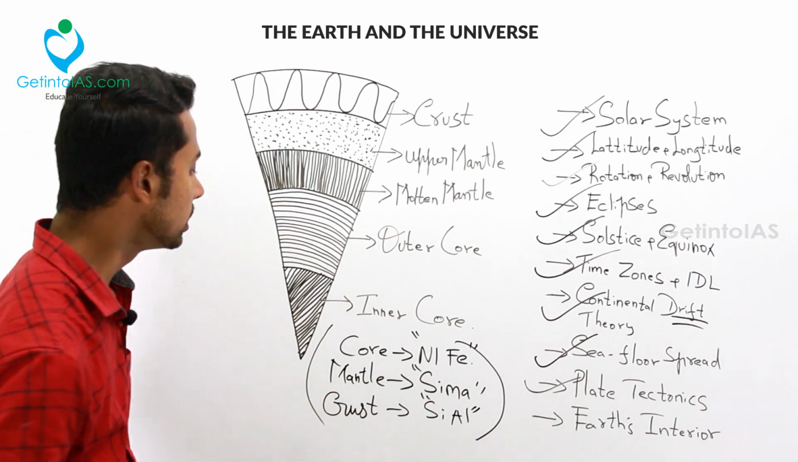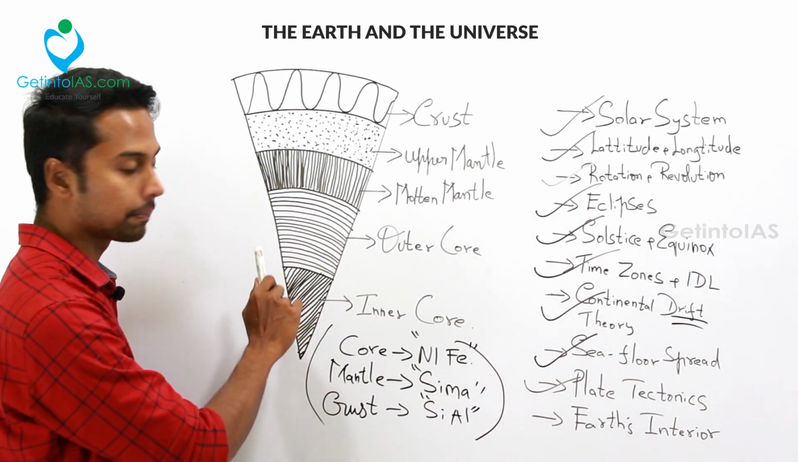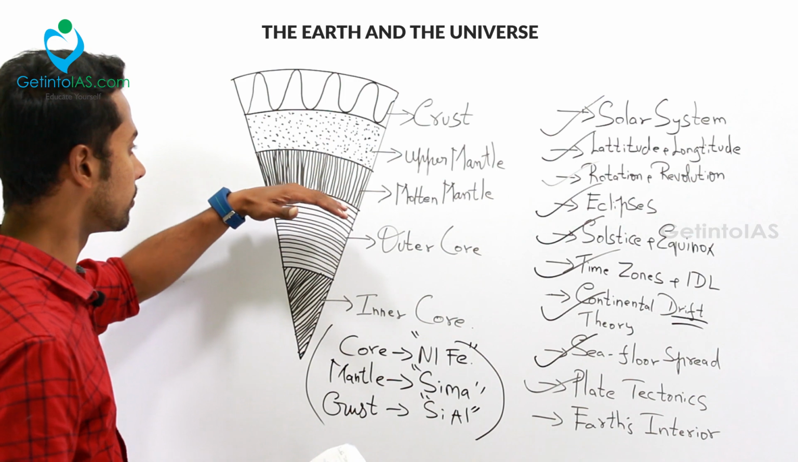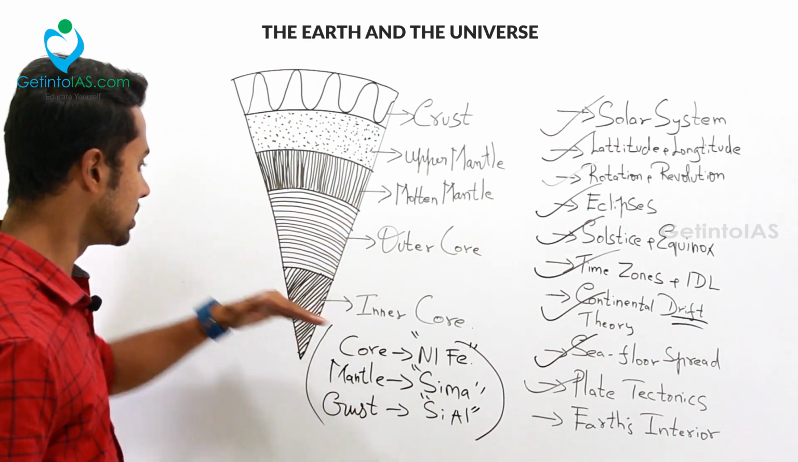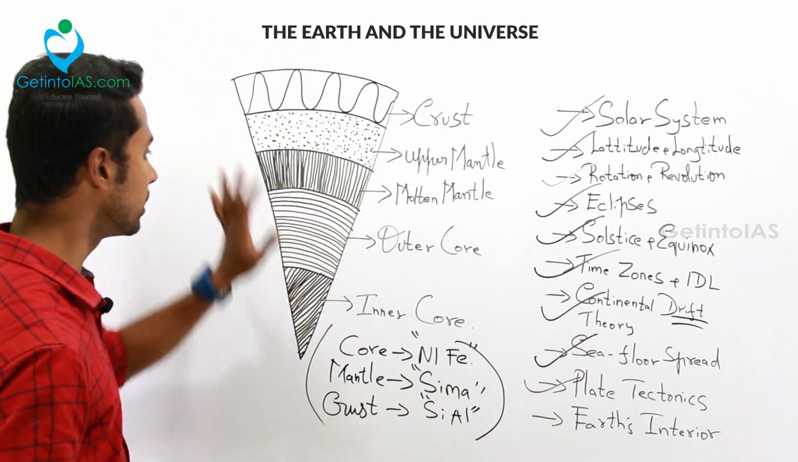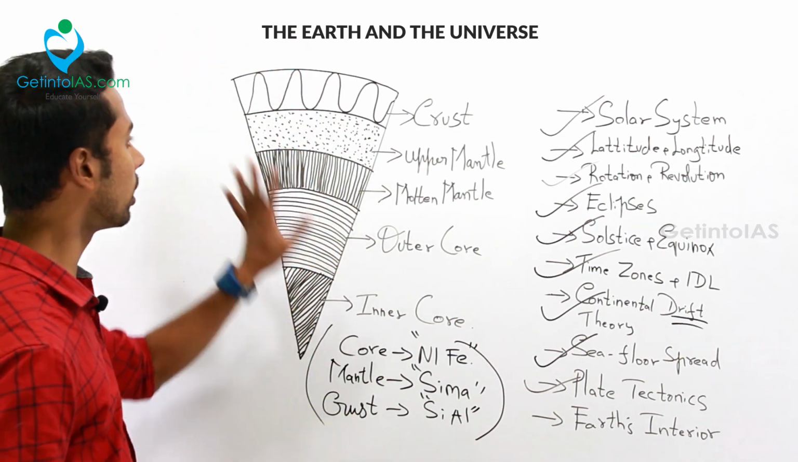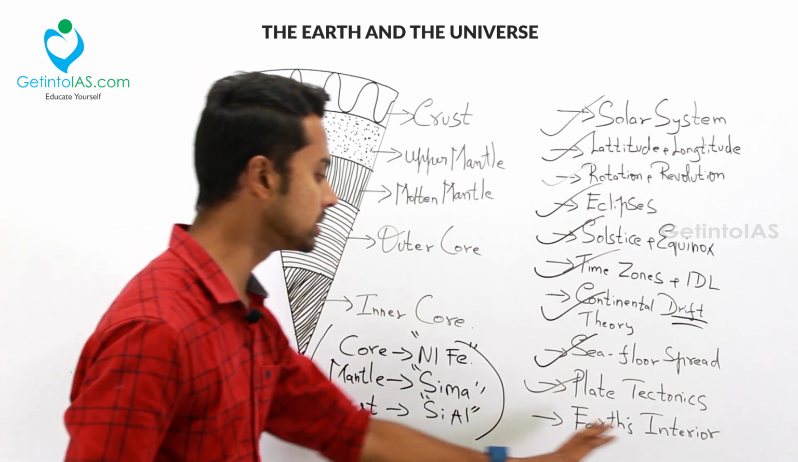How you can remember is: inside, a knife has been kept. Above that you have kept your SIM card. Above that it is the real thing. So knife, SIM card, real. So NIFE, SIMA, SIAL. In that order you should remember. This is very important. The Earth's interior is very important.